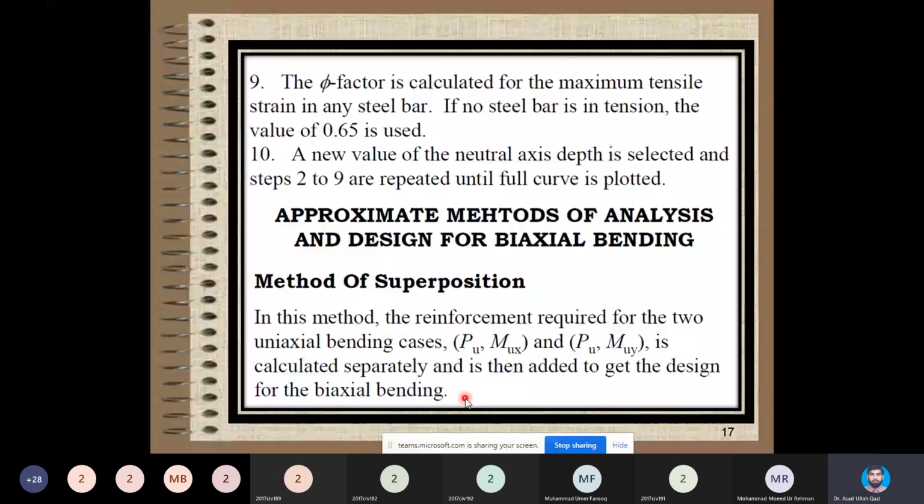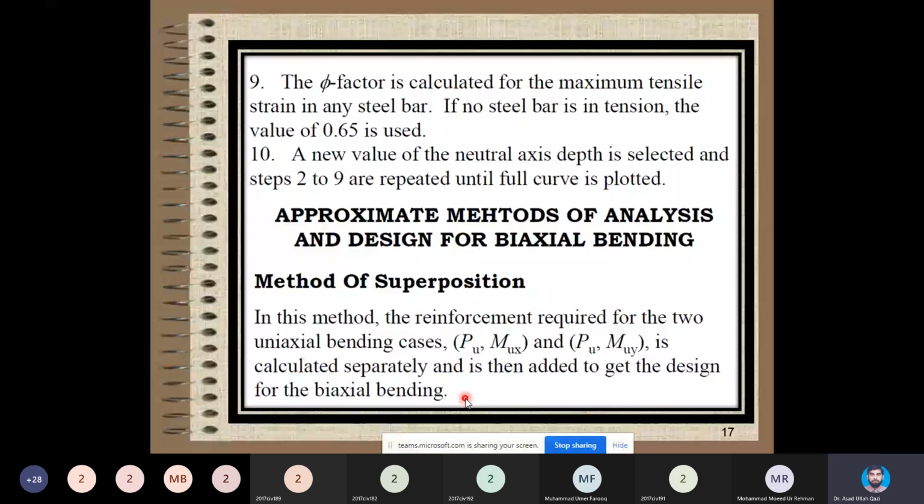a little uneconomical, but very designer friendly. I would say a little overestimation, but you are independently analyzing both the cases and then adding them up. So it is just an extension of your previous knowledge, that you are already well familiar with, to design the column under uniaxial bending. So you will need to solve the problem twice, and then add the answers up.